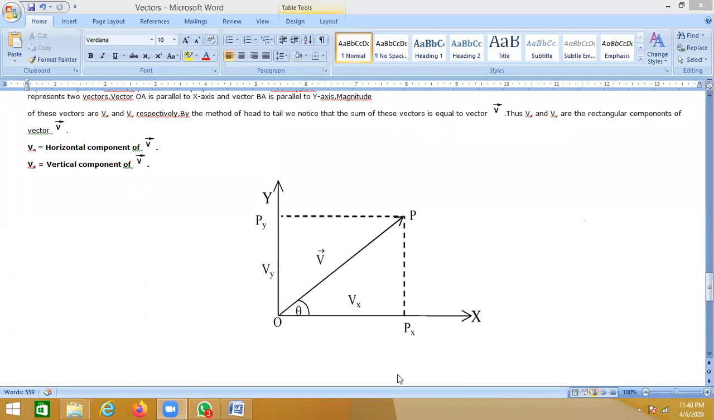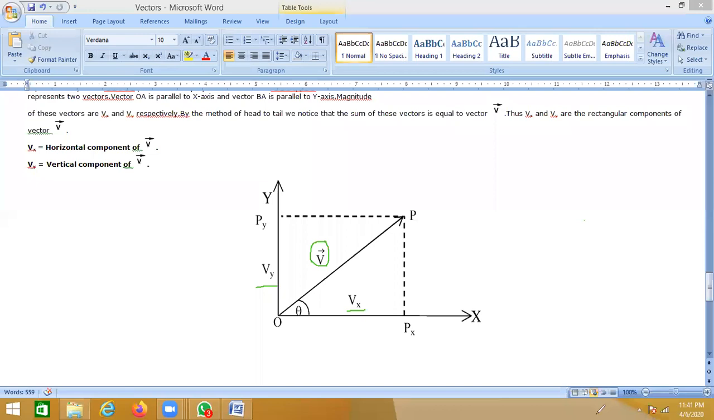So if you can see here, we have divided this vector, they have given it the name V. So now this vector has been divided or resolved into its two components. Its horizontal component is represented with Vx, and its vertical component is represented by Vy, right? So what we have to do here is work out the formula for this Vx and Vy, right?